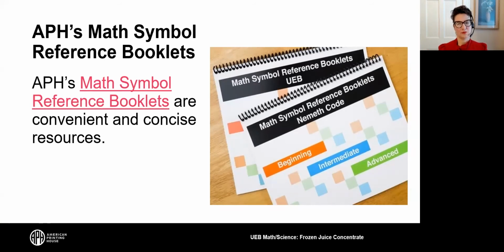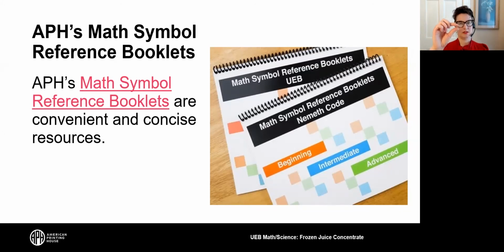The math symbol reference booklets from APH, they come as a set. One is a UEB math symbol reference booklet. The other is a Nemeth Code math symbol reference booklet. And both of them not only give the information that's laid out, like in the new section 3 of Guidelines for Technical Material, where you have the print symbol and the Braille cells that it corresponds to. These math symbol reference booklets also include a column where you can see the symbol in use in an example.